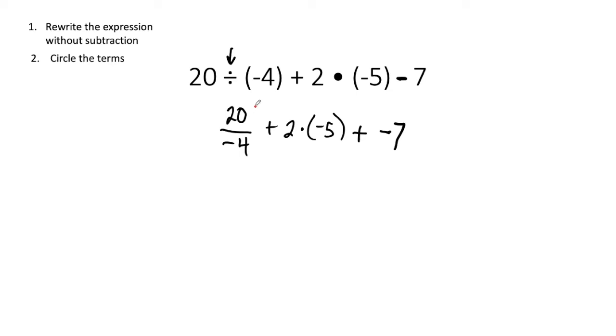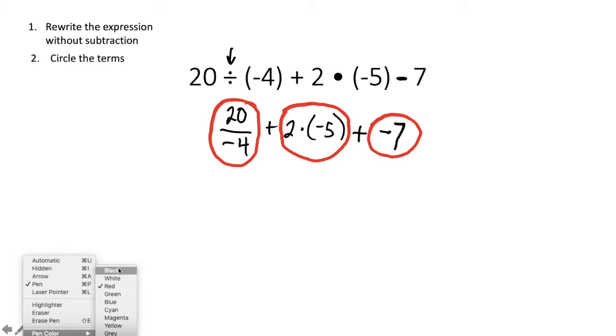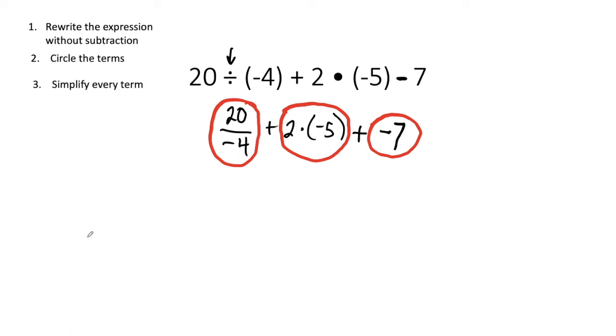So our first term is 20 divided by negative 4. Ends at the plus sign. Right after the plus sign, we start our next term, 2 times negative 5. And then our last term is negative 7. All right, now that you've circled the terms, you need to simplify each term. You've circled the math you need to do. 20 divided by negative 4 is negative 5. 2 times negative 5 is negative 10. And my last term is negative 7.